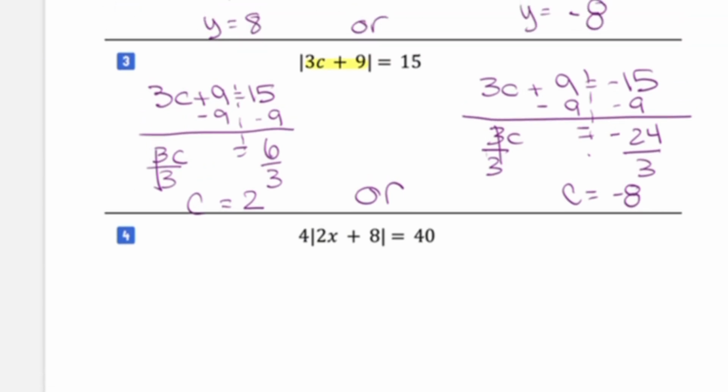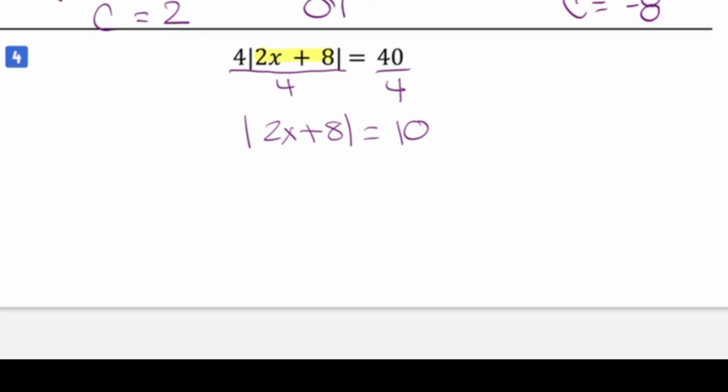Example 4 is the first one where I do not have the absolute value expression isolated. I have a 4 outside of it. Well, remember, the absolute value bars are like grouping parentheses, so I am going to undo that multiplication of 4 by dividing both sides of the equation by 4. 4 divided by 4 leaves me the absolute value of 2x plus 8, and now that is equal to 10. That is the equation I'm going to break apart.